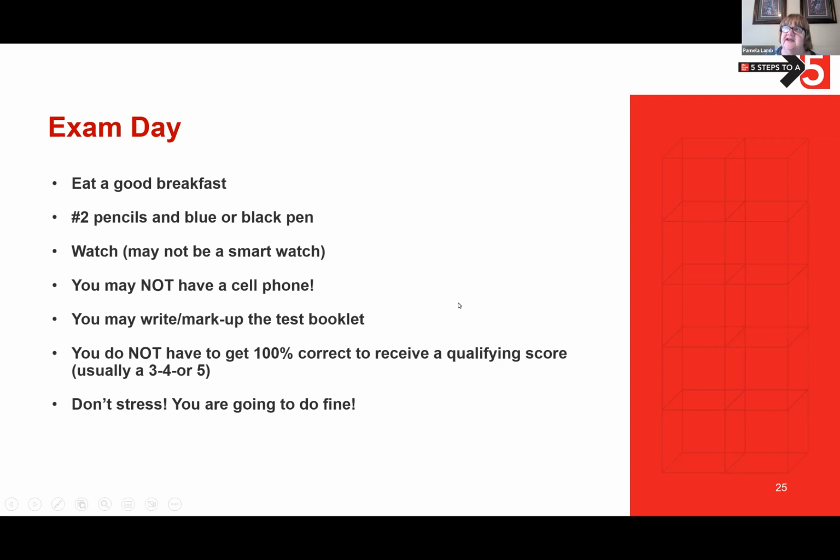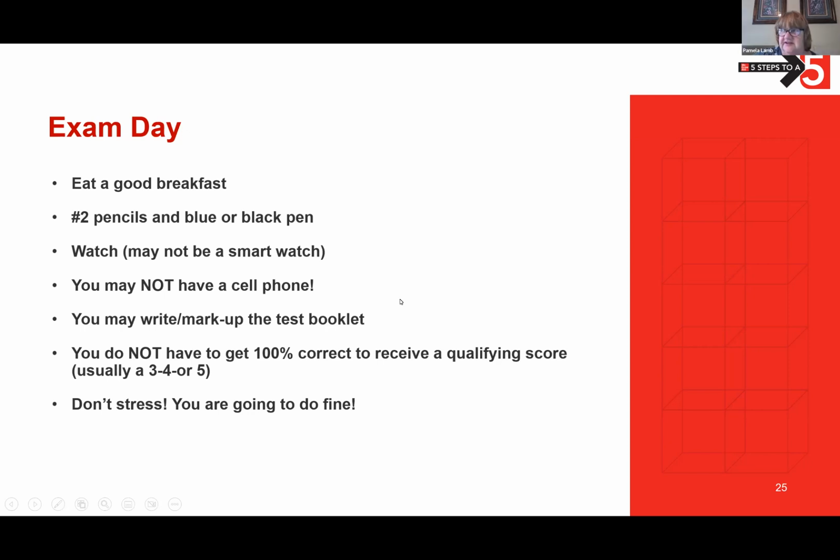Keep in mind that even in order to get a 5, you do not have to get 100% correct. You can still get a 5 or a 4 or a 3 by getting a majority correct. I think it's about 62, 63% correct, and you would be in the 3 range. So that's something to keep in mind, that you should get as many correct as you can.